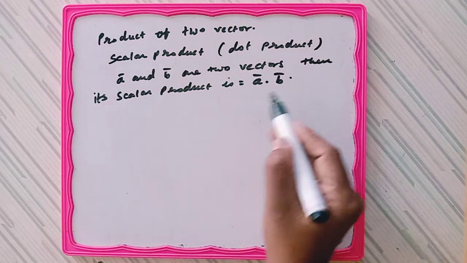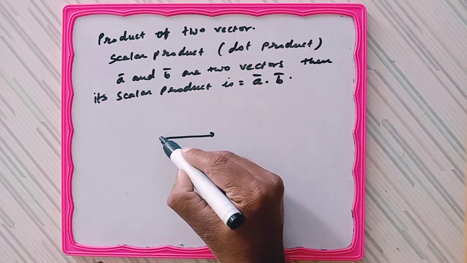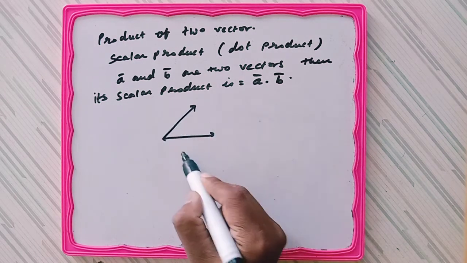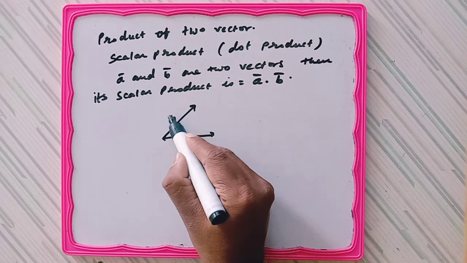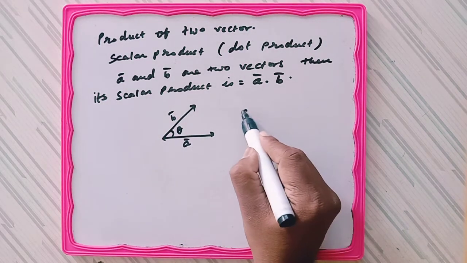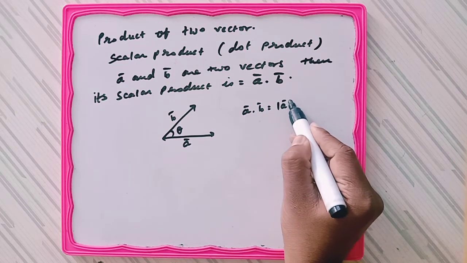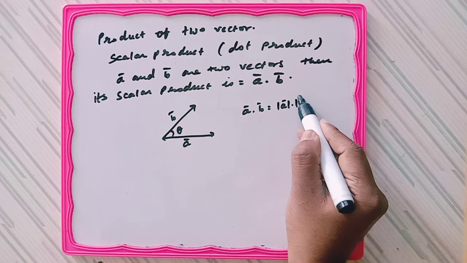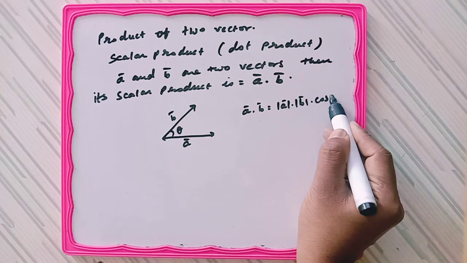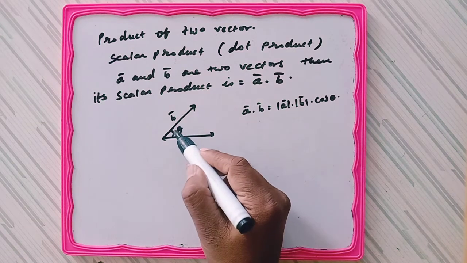And A bar dot B bar value we can get if the angle between A bar and B bar is theta. This is vector A bar and this is vector B bar, and the angle between them is theta. Then A bar dot B bar value will be given by magnitude A bar, magnitude B bar, cos theta, where theta is the angle between two vectors.